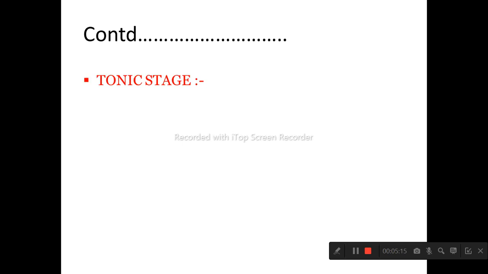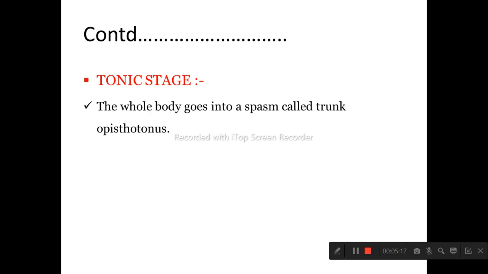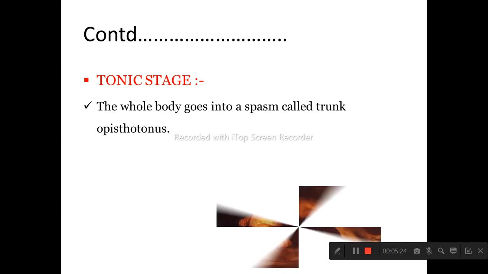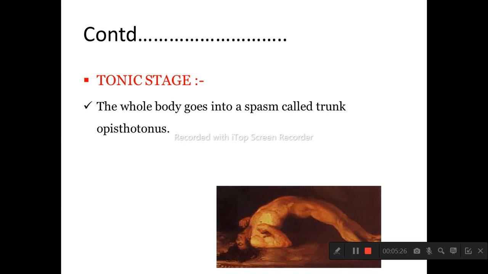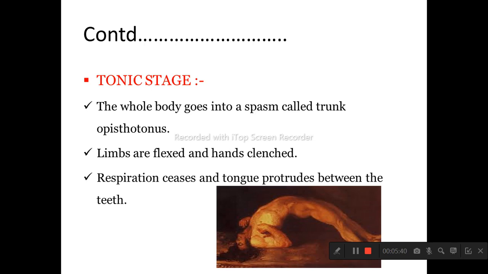Next is the tonic stage. What happens in this tonic stage? The whole body goes into a spasm called opisthotonus. The whole body goes into tight muscle stretching. Limbs are flexed and hands are clenched. As the picture has shown, the patient's body is stiff and tight. Respiration ceases and the tongue protrudes between the teeth.